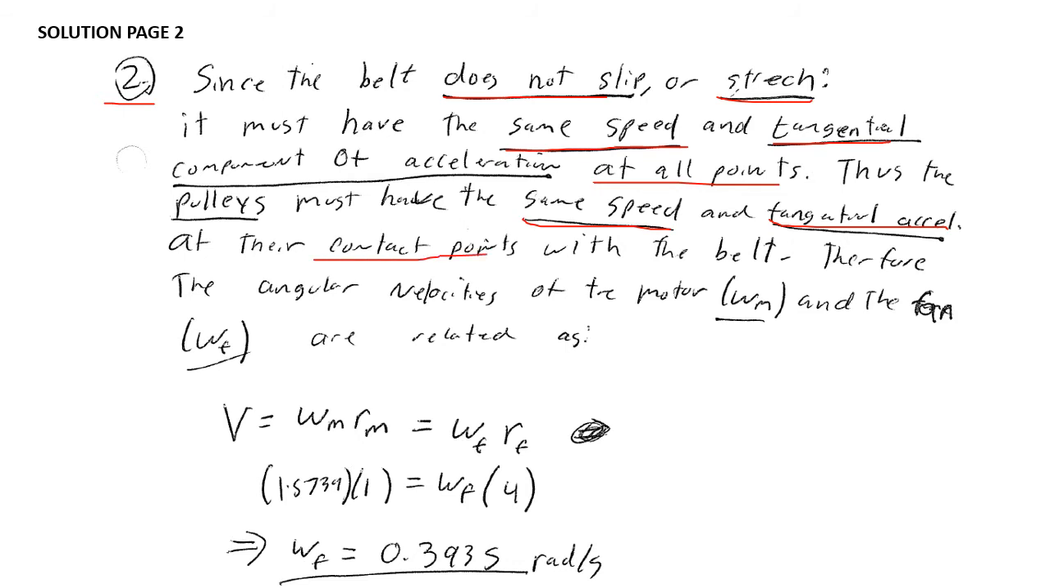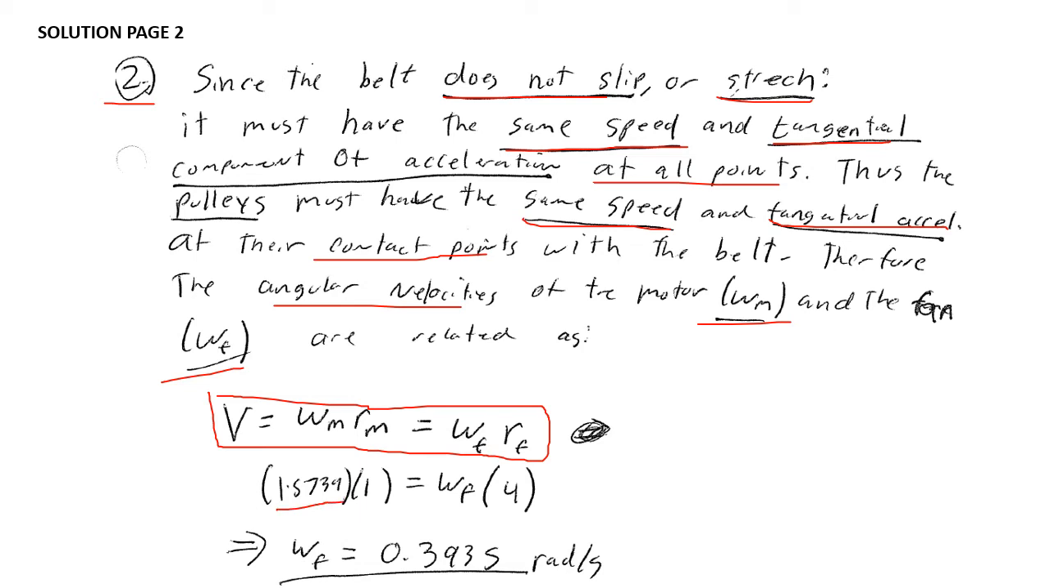From that, we know that the angular velocities of the motor, omega sub m, and of the fan, omega sub f, are related by the following relationship. Velocity is equal to omega r. So for our case, omega m r m for the motor, and omega f r f for the fan. We can plug in our known values here. We have our omega sub m.